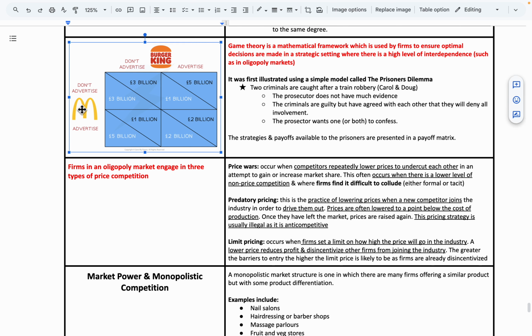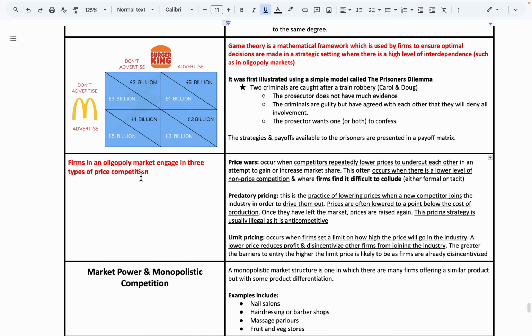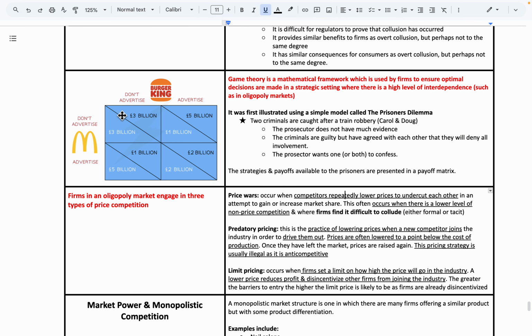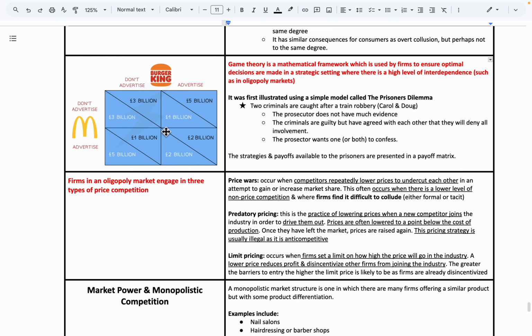So for example, here we have two firms: McDonald's and Burger King. If McDonald's advertises and Burger King doesn't advertise, McDonald's gains $5 billion while Burger King only gains $1 billion. And if McDonald's and Burger King both choose to advertise, they would each get $2 billion. But if they were being collusive in their activity and said, hey, let's both not advertise, then they could gain $3 billion. But most of the time, the game would usually fall in this square right here.